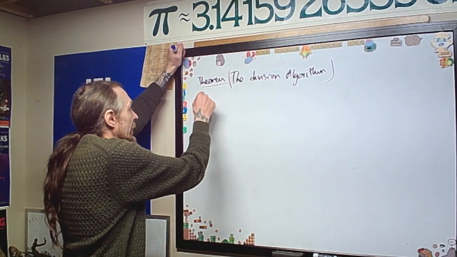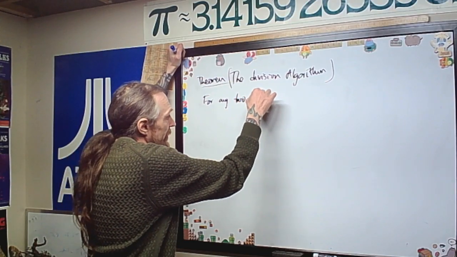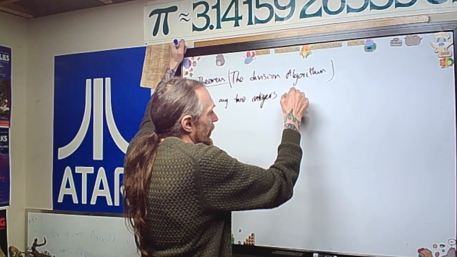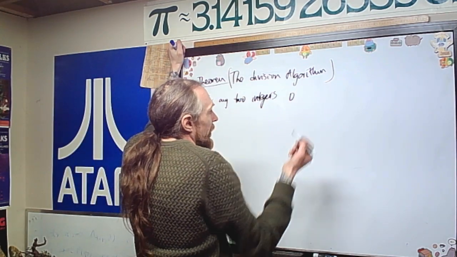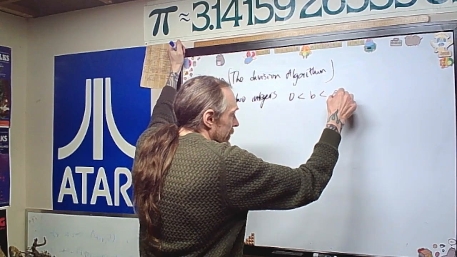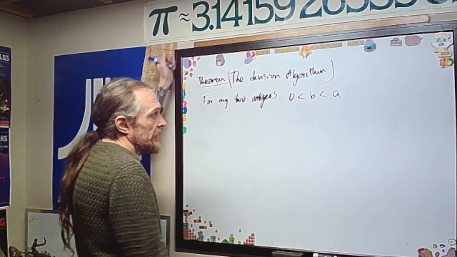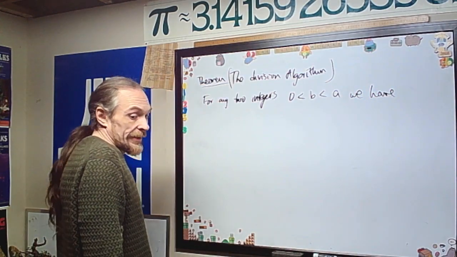But if we have, for any two integers, let's make them positive. I can show the algorithm later if you really want to get into it, but we're going to use positive integers at first. So strictly less than, I'm going to make b the smaller one. So divisor, dividend. For any two numbers, we have, so this is existence and uniqueness.